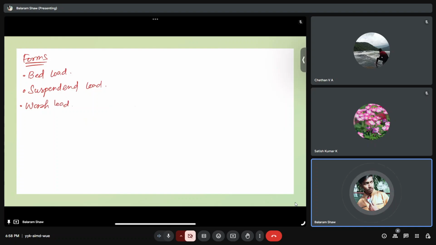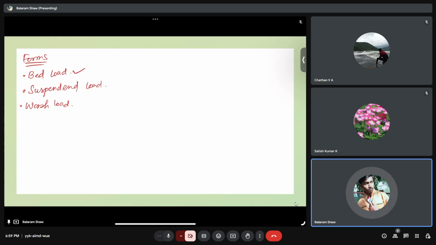So based on some of the classification lists, if you do the classification based on the prominent mode of transport, it will be suspended load and bed load. But if you classify the sediment based on the particle size, it will be wash load and bed material load. So based on what criteria you want to classify the sedimentation, there will be different kinds of classification. Okay. So what is this bed load?